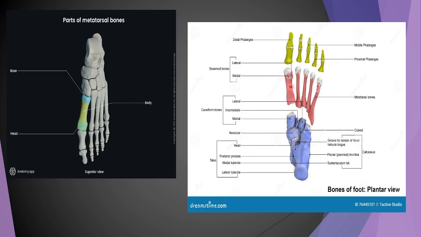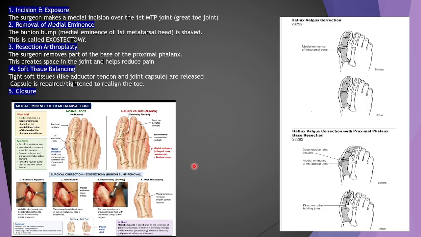There will be sesamoid bones in the first metatarsal. You can see that there is a lateral and a medial sesamoid bone. These are the cuneiform bones: lateral cuneiform, intermediate, and medial. This one is the navicular. This one is the cuboid, here is the talus, and this is the calcaneus. These are the metatarsal bones. So these are the bones of the foot.